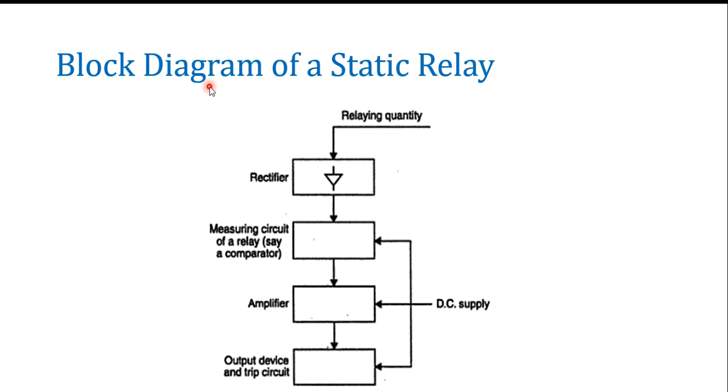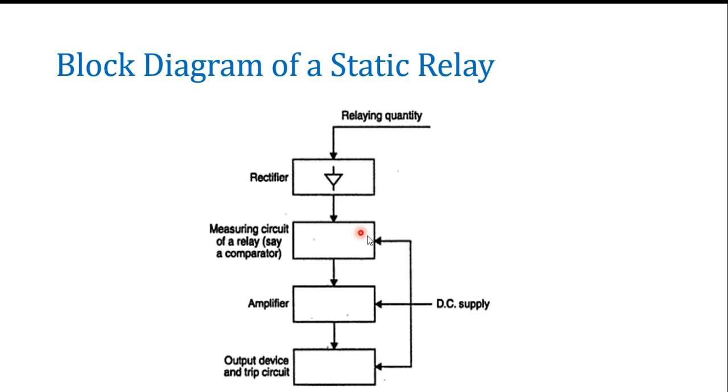Now we can see the block diagram of a static relay. A static relay mainly consists of a rectifier. As static components like op amps work suitably with DC values, there will be a rectifier for converting AC quantity to DC quantity. Then there is the measuring circuit of the relay, which will be a comparator. Then an amplifier amplifies the output of the comparator.